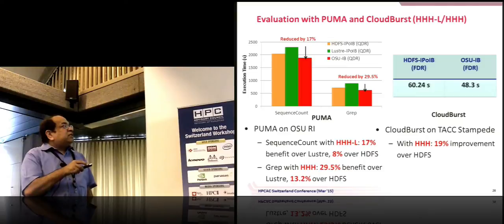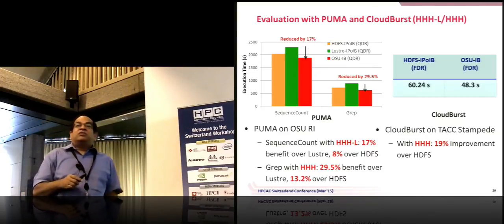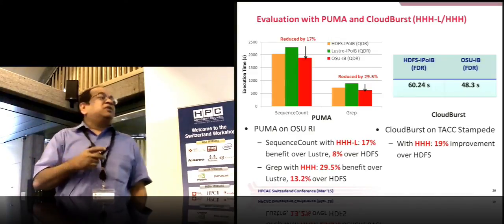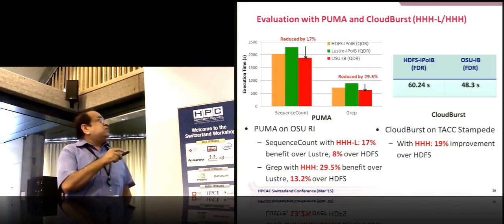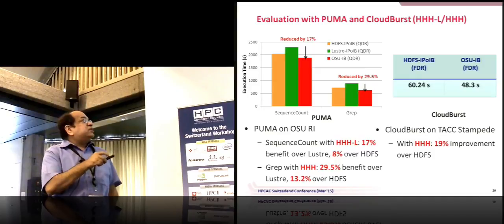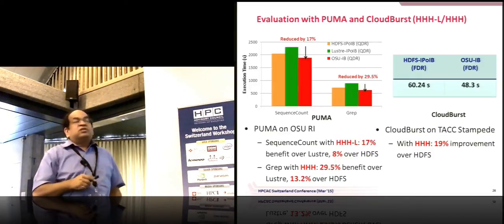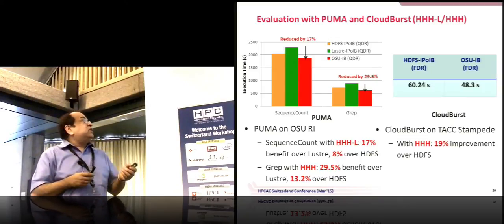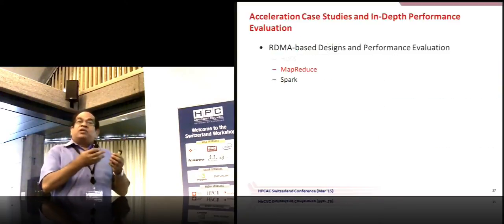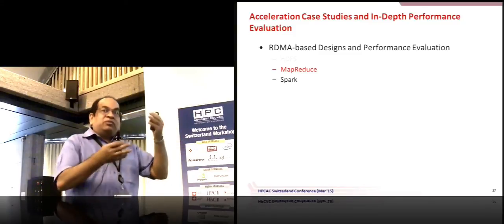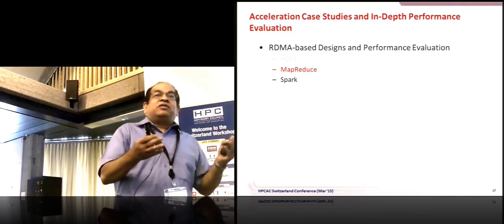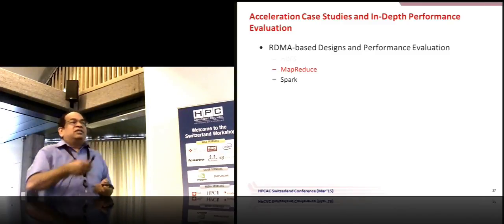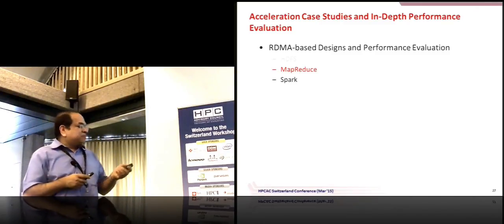There is also another application here. We have taken CloudBurst, which is a bioinformatics application that people use. There again, you will see that compared to IP over IB with HDFS, we can give you almost 19% benefit with the new RDMA design. So these are some sample numbers. If you go to our website, in fact, we have put together a lot of numbers there. Because of the time, I'm just trying to show some highlights here, but please feel free to go to the site. You will see a lot of different kinds of numbers.